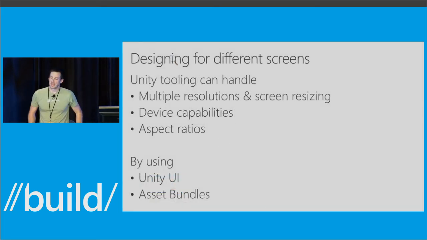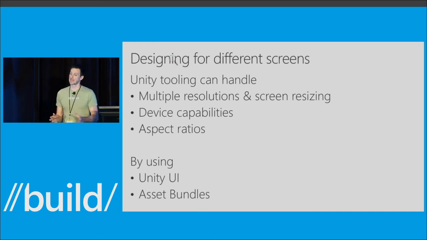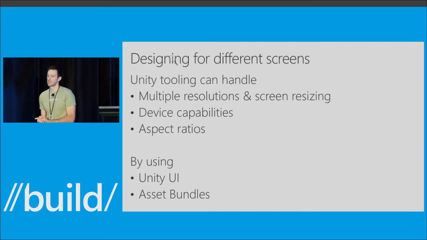The first thing you want to look at is designing for different screens. And there's tooling built inside of Unity that can help you handle this. So multiple resolutions, different aspect ratios, different device capabilities you're going to run across, screen resizing. When we ran the game just a minute ago, you saw that I took that window and dragged it. Expect that users are not necessarily going to run it at a fixed aspect ratio. They're going to run it at full screen. They might window it. That's up to the user to control.